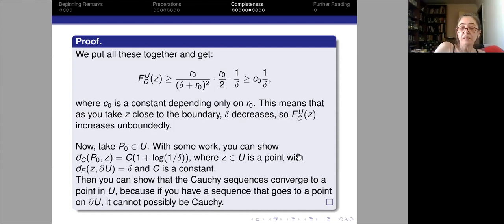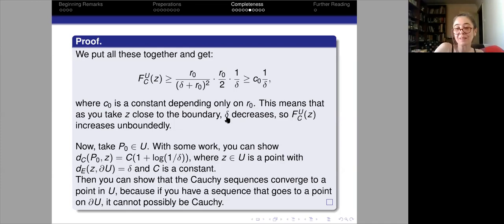Then you can show that a Cauchy sequence converges to a point in U, because if you have a sequence that goes to a point inside of the domain, then you have no problem. And if you have a sequence that goes to a point on the boundary of U, then that sequence cannot possibly be Cauchy. Of course, this part requires some work, and you should try to do it either in the Poincaré metric or, preferably, in this setup, because this is really something you should see for yourselves.